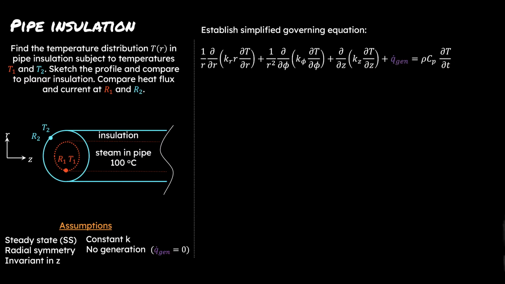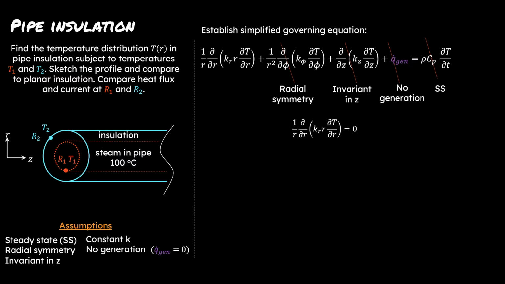So we're going to begin by establishing a simplified governing equation. We have the full equation written out here in cylindrical coordinates, which we introduced just a moment ago. We can eliminate one term due to radial symmetry, another because the system is invariant in z, and because there's no generation, get rid of yet another term, and because we're in steady state, cross out the term on the other side of the equal sign. And this leaves us with just one term.